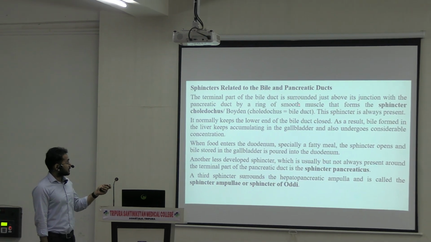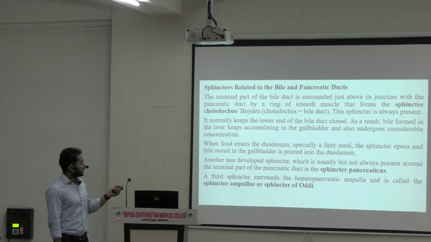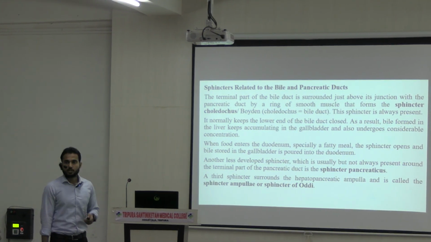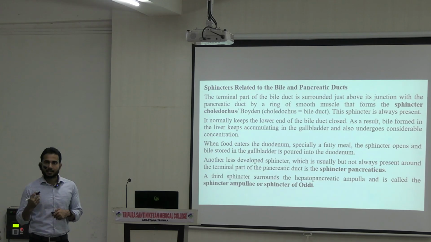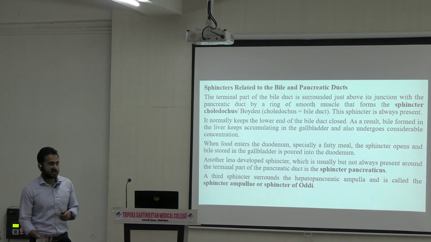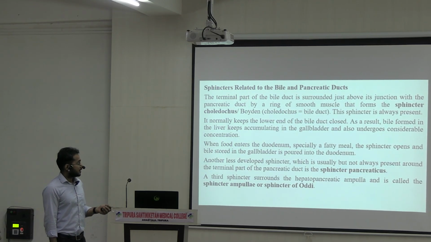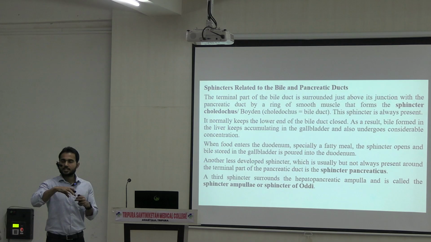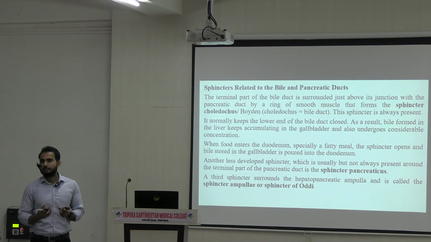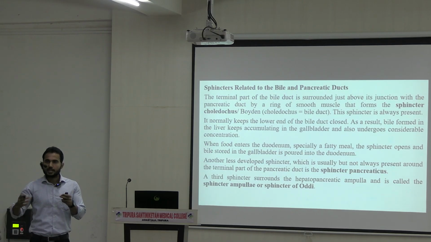So the terminal part of the bile duct is surrounded by a ring of smooth muscle, called the sphincter choledochus. At the terminal part of the bile duct, the smooth muscle fibers enlarge to form a sphincter, and that is called the sphincter choledochus. Normally the lower end of the bile duct is kept closed. As a result, bile can accumulate inside the gallbladder, because if the sphincter is open, accumulation will not be able to take place inside the gallbladder.